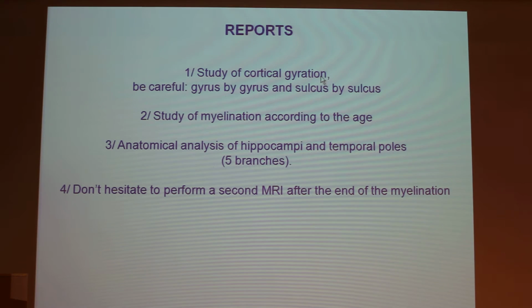So for the reports, you have to study the cortical duration and be careful, gyrus by gyrus and sulcus by sulcus. You have to study the myelination according to the age. It is not the same thing. If he is 2 years old, it is very difficult. You have to repeat the MRI. You always have to do the anatomical analysis of the hippocampi and temporal poles. The dysplasias are very frequent in the temporal poles, and you have to count the 5 branches. And don't hesitate to perform a second MRI after the end of the myelination.